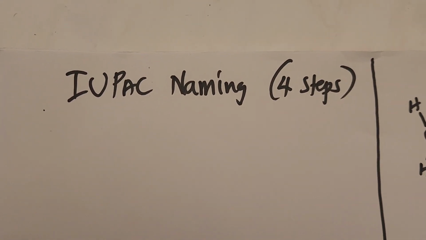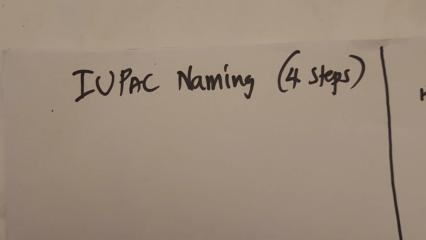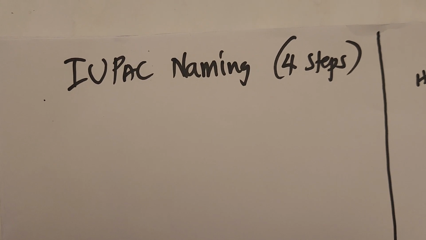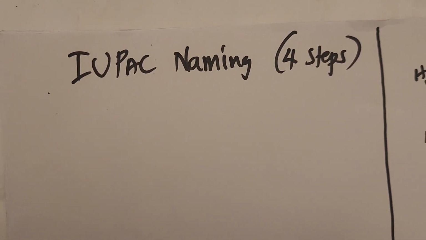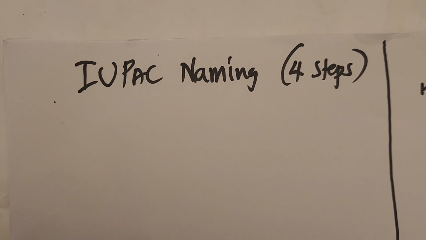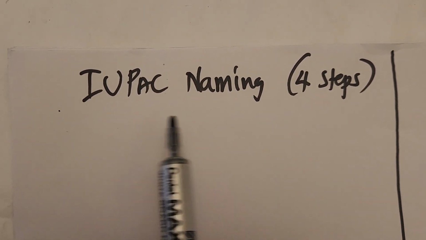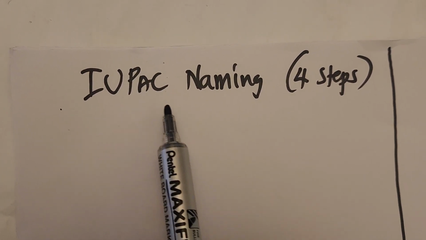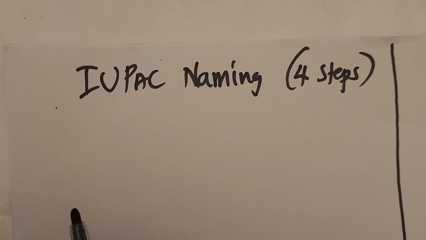Let's start with the most important section in organic molecules: all organic molecules should be named accordingly. There's a set standard of naming which is accepted internationally. We call it IUPAC naming, the International Union of Pure and Applied Chemistry, when we name compounds.